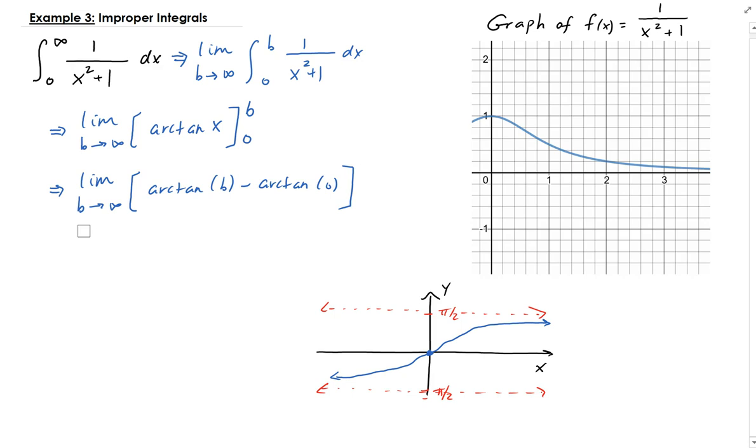Okay, so arctangent of b as b approaches infinity. Think of this as arctangent of x. As x approaches infinity, the y value of arctangent is getting closer and closer to positive pi over 2. So that's the limit for the first part. This is going to approach pi over 2 as b approaches infinity. Arctangent of 0 is just going to be 0.